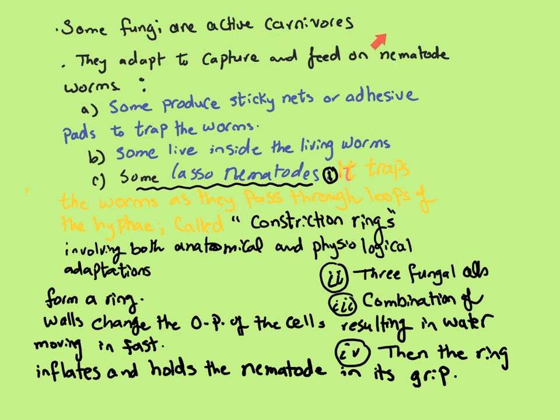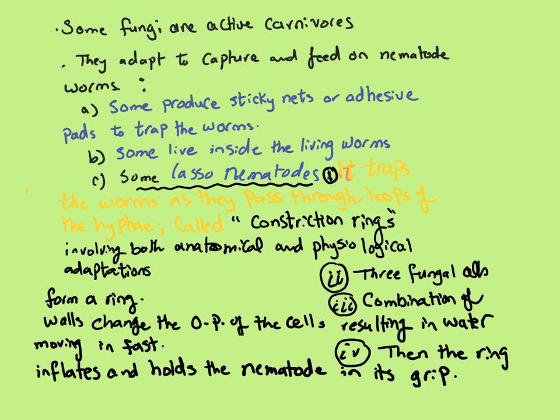Some fungi are active carnivores. They adapt to capture and feed on nematode worms. Some produce sticky knobs or adhesive pads to attract the worm. Some live inside the living worm. Some lasso nematodes, like they trap the worm. The nematode is a kind of roundworm.